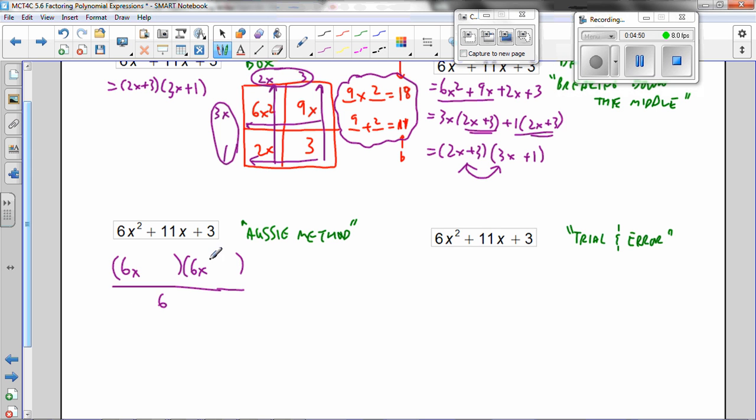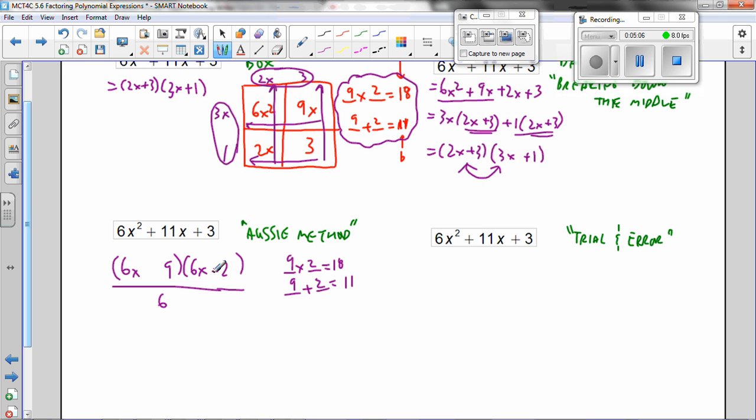That's why it's called the Aussie method. And then again, I answer the number puzzle. The number puzzle is: what numbers multiply to get 18 and add to get 11? Again, it's 9 and 2. Same number puzzle. So I write down 9 and 2.